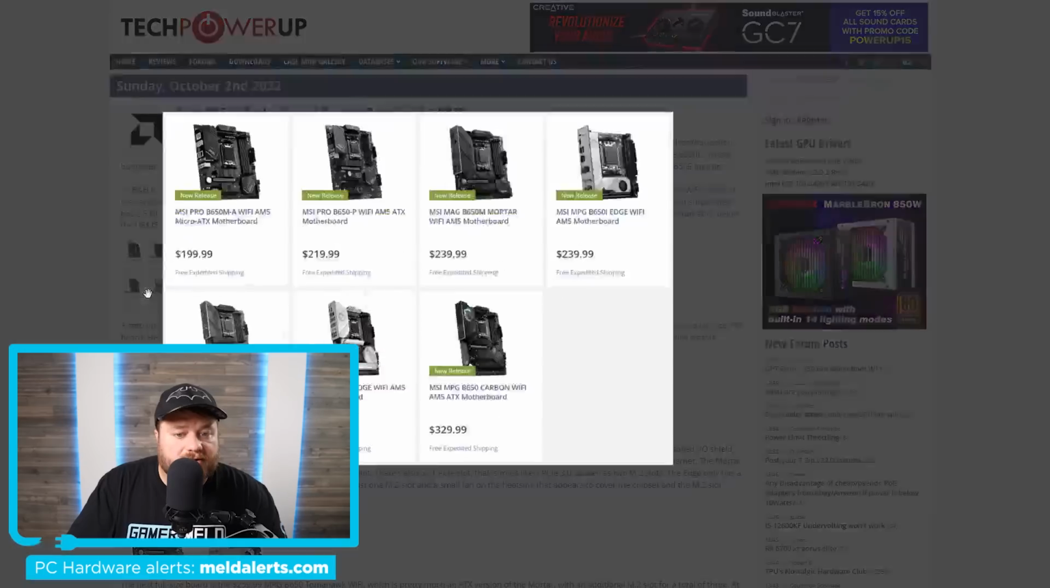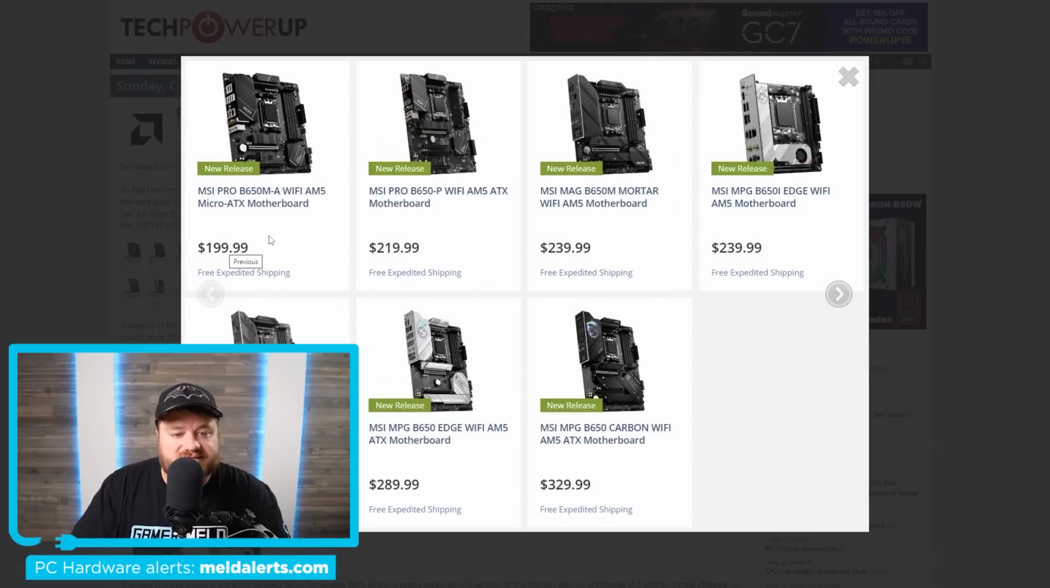As you can see right here, these are MSI boards, and it starts at $199.99. Now, these could be placeholder prices, but I don't know. We are talking B&H here. This is an official US retailer. They will put stuff up for pre-order. They do know pricing before others a lot of times.